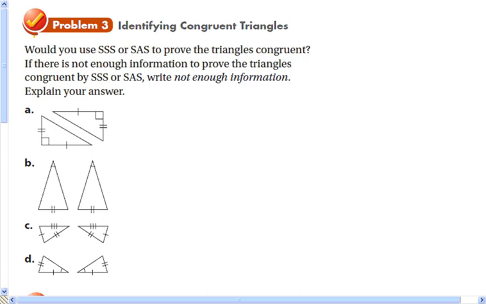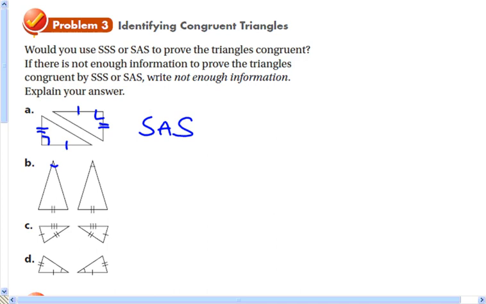So the first one, we notice those two corresponding sides are congruent. Those two corresponding sides are congruent, and they both have a right angle. All right angles are congruent. And so we have two corresponding pairs of sides and an included angle, so we can use side angle side here.